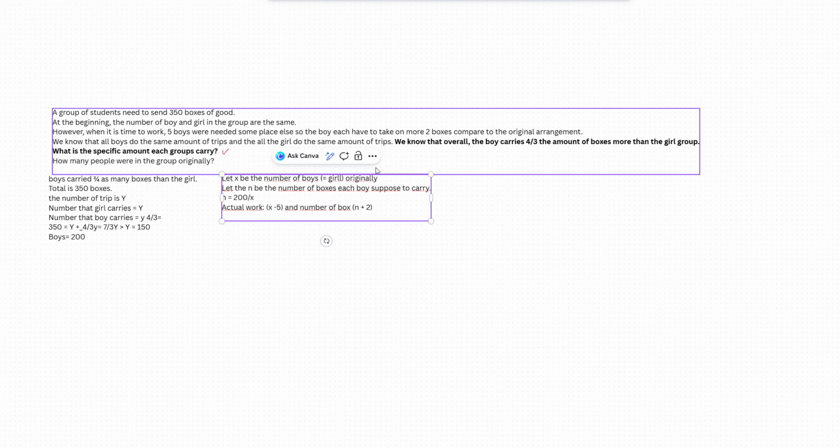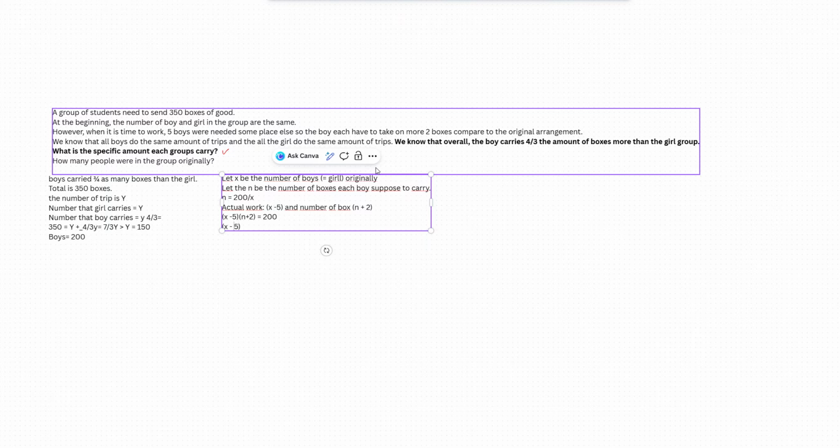The total number of boxes will be equal to the number of boys that actually carry and the number of boxes they have to carry. So we have (x minus 5) times (n plus 2), and everything will equal 200. But we have n equal to 200 divided by x, which we already set at the beginning.